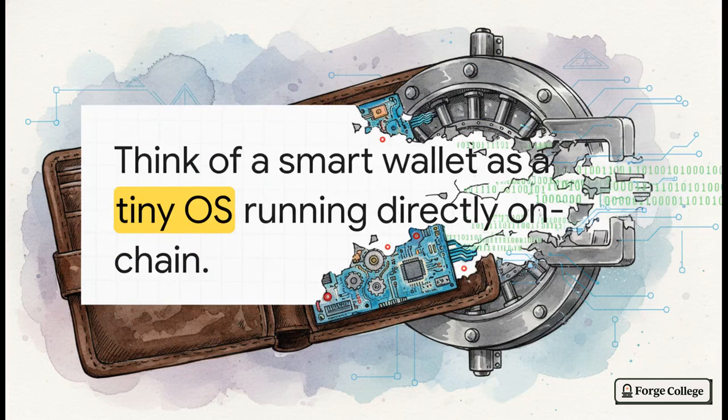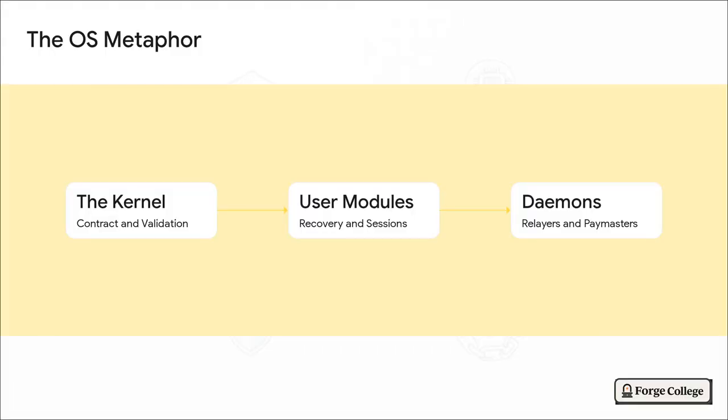Okay, listen, if you take away just one concept from this entire explainer, make it this. Think of a smart wallet as a tiny operating system running directly on-chain. It's not just a dumb vault holding tokens anymore. It's a full-blown computing environment. And this metaphor is incredibly powerful because operating systems deal with the exact same problems we face in account abstraction. We're talking separation of privileges, upgrade boundaries, composability, the whole shebang. When you start viewing the wallet as an OS, the architecture suddenly makes total sense to anyone who understands even basic computer science.